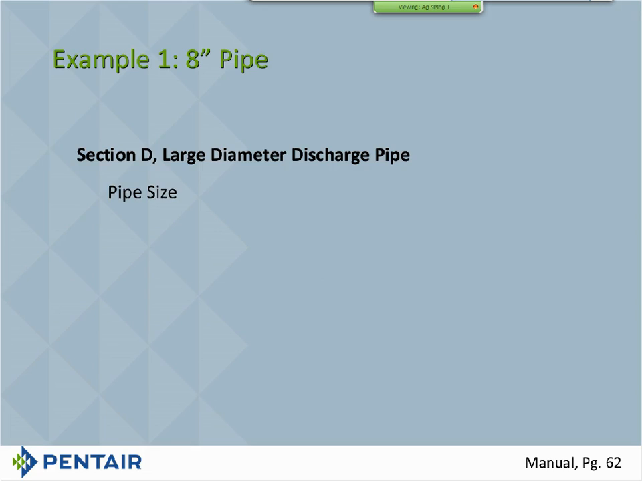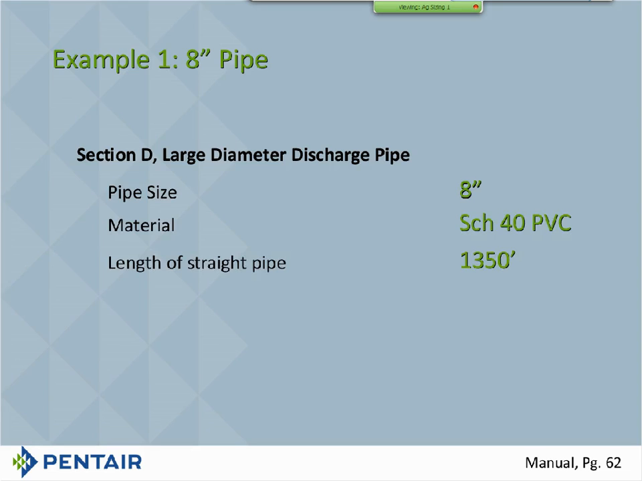All right, so now our pipe size is going to be 8-inch. It's still going to be Schedule 40 PVC. The length of pipe didn't change. It's still 1,350 feet.